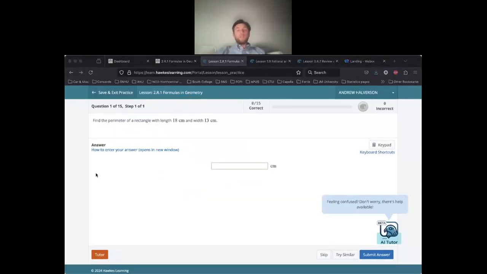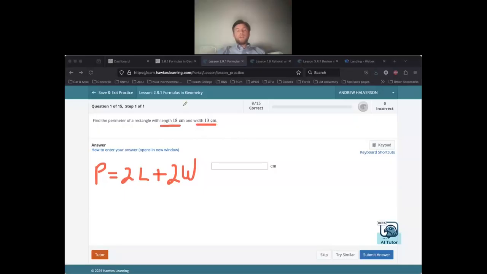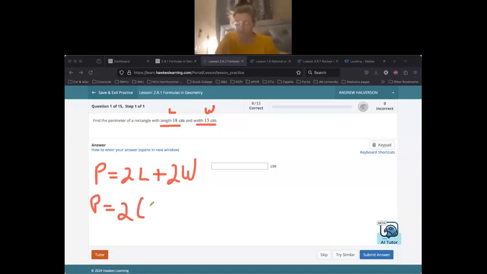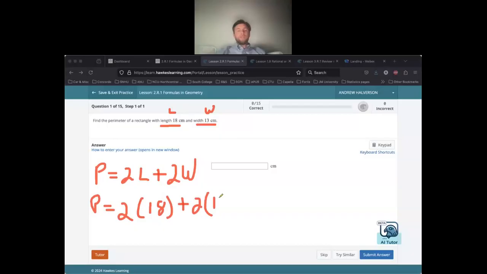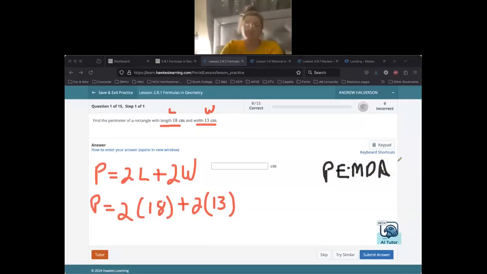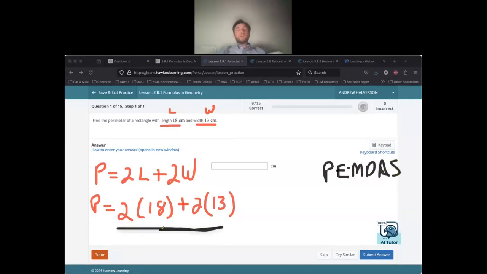So in this particular one, we want the perimeter of a rectangle, so that's 2 times the length plus 2 times the width. It tells you the length, it tells you the width. So this is your L, and this is your W. So plug in your 18 for the L, and plug in your 13 for the W. And from here, what do you apply? Distribute or your order of operations, because all you're doing is simplifying this side.